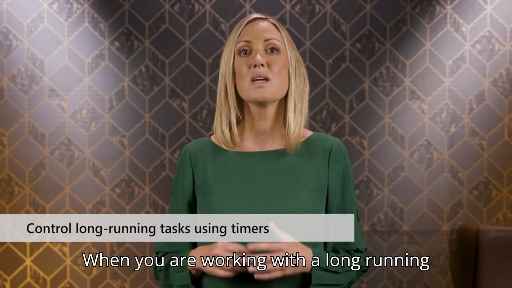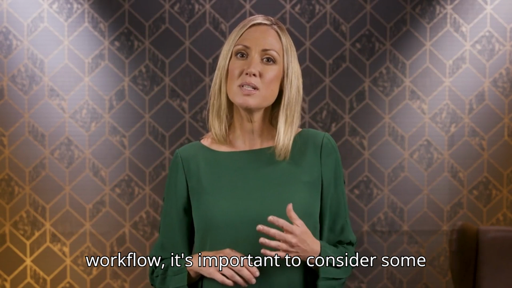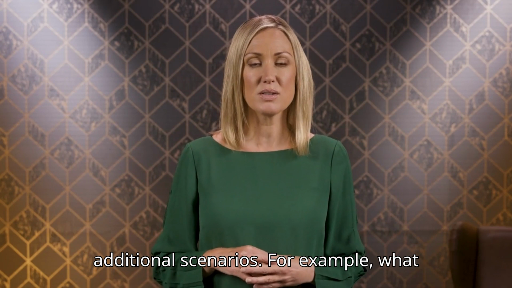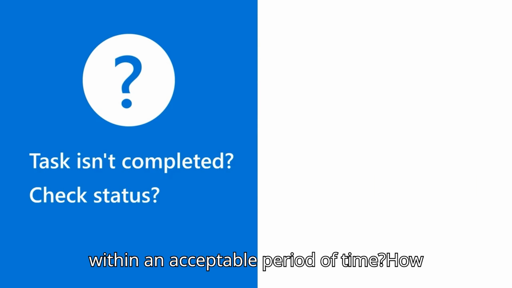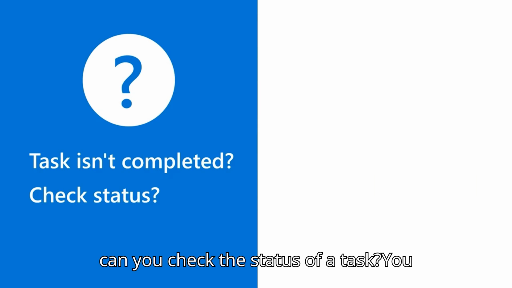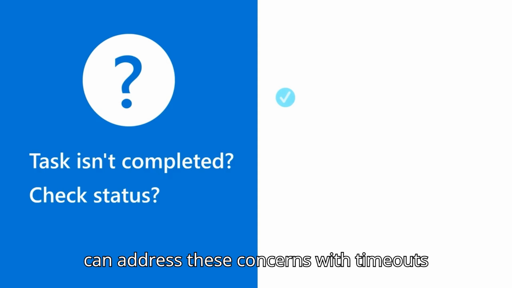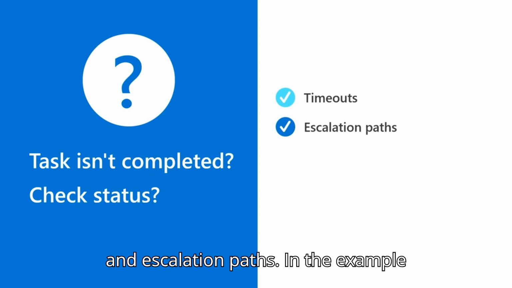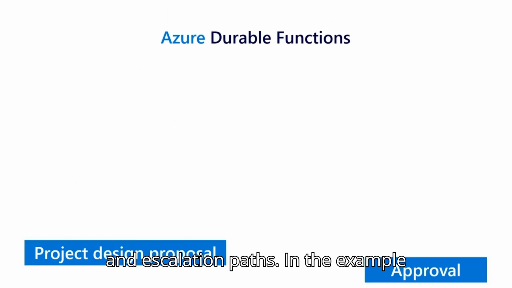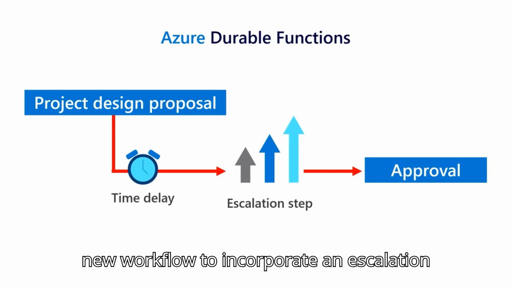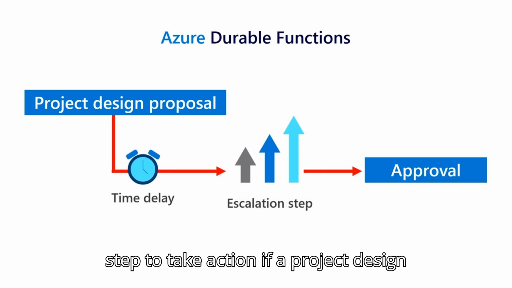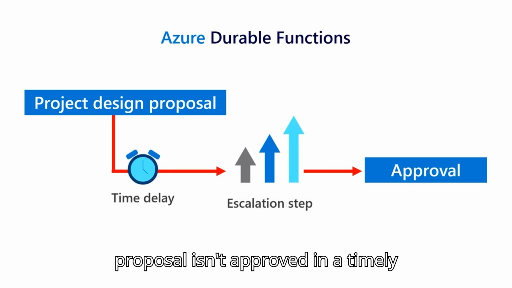When you are working with a long-running workflow, it's important to consider some additional scenarios. For example, what should happen if a task isn't completed within an acceptable period of time? How can you check the status of a task? You can address these concerns with timeouts and escalation paths. In the example scenario, you've been asked to amend your new workflow to incorporate an escalation step to take action if a project design proposal isn't approved in a timely fashion.